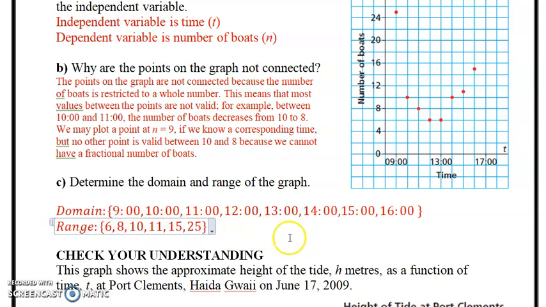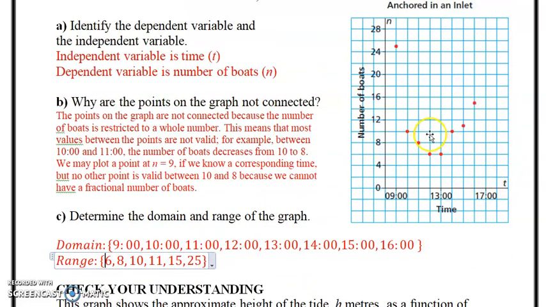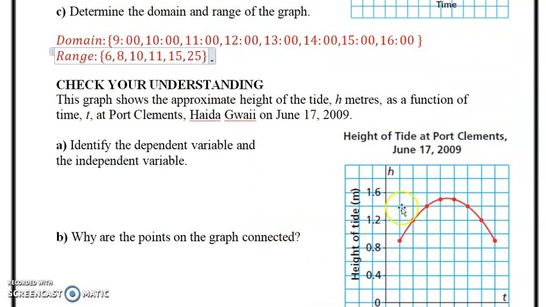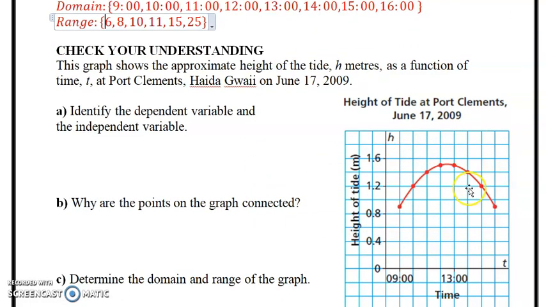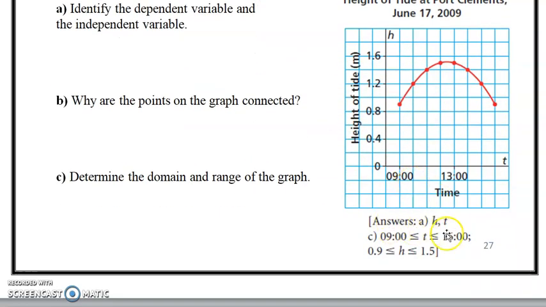All right. So this is actually a function, though. Don't get confused. It's only not a function if it fails vertically. Horizontal's fine, because at 10 o'clock there had to be 10 boats, and at 2 p.m. or 1400 hours, it also has 10 boats. So this is a function. Don't be confused by that. There's a check your understanding you can try with this. The answers are here. Okay.